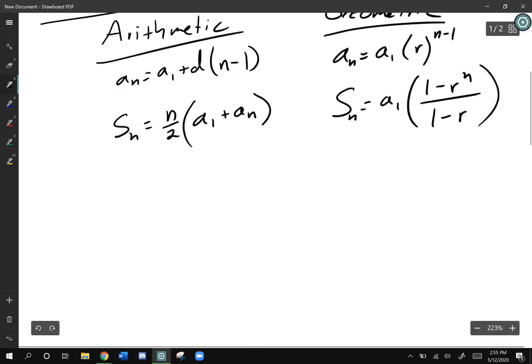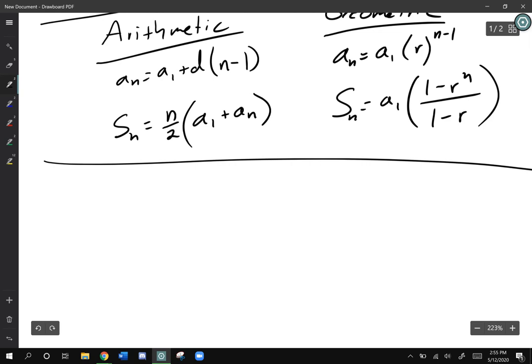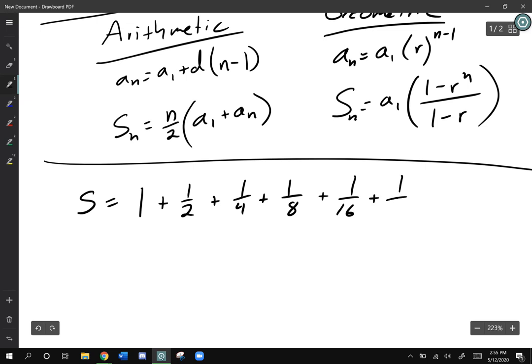For instance, if I looked at something a little bit more interesting, a series like this, I've said S is equal to 1 plus 1/2 plus 1/4 plus 1/8 plus 1/16 plus 1/32 plus so on and so forth. This would be a little bit more interesting because I'm adding smaller amounts each time.